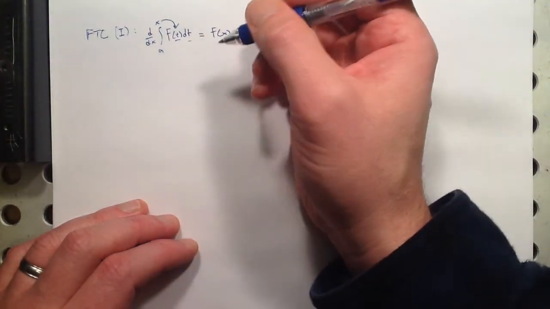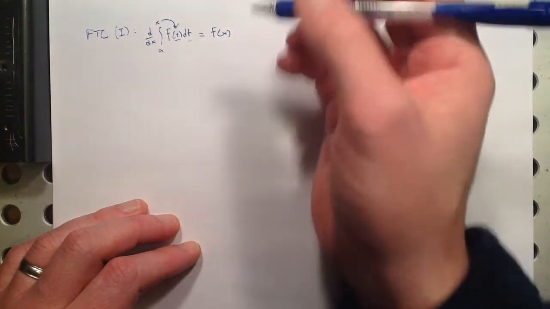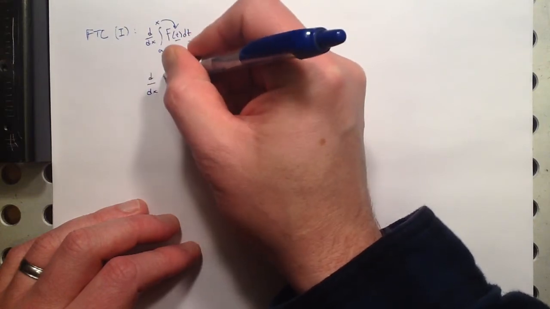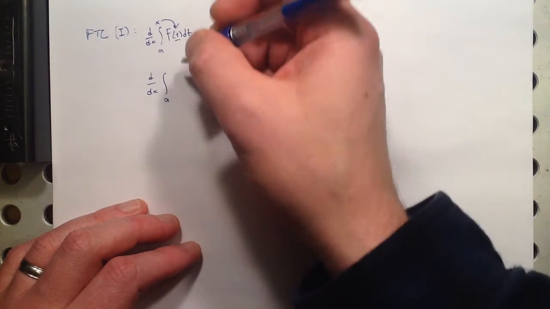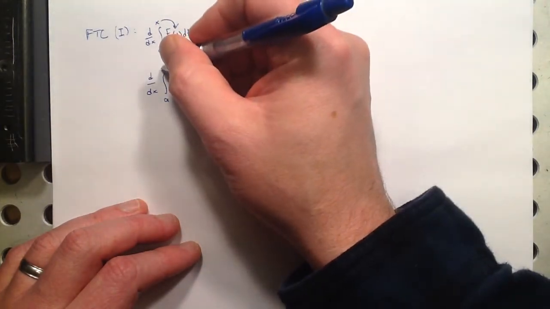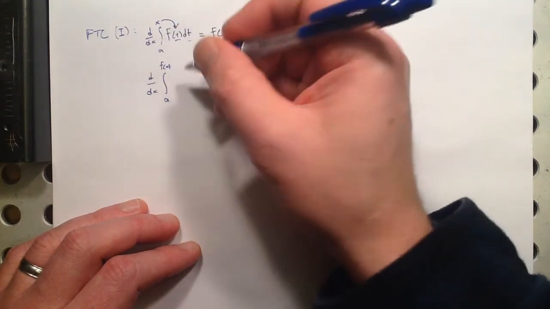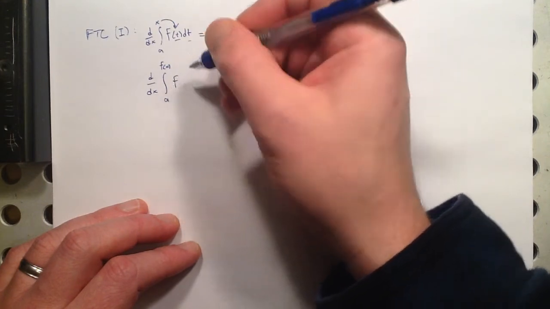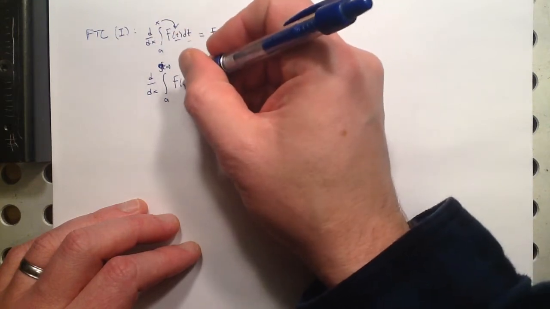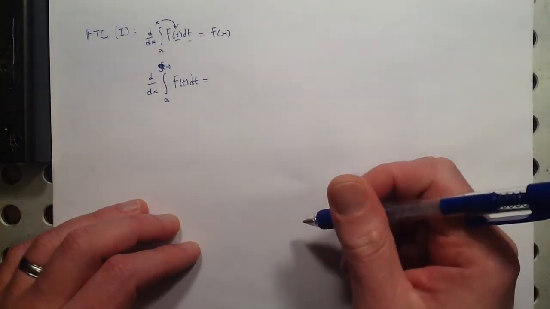Now, things get a little trickier if this thing up here is not just a function of x. So, for example, what if we had d dx of the integral up to some other function of x, like 2x or x squared or something like that, of f of t? Let me call this g of x. It certainly doesn't have to be the same function. Then what's that equal to?